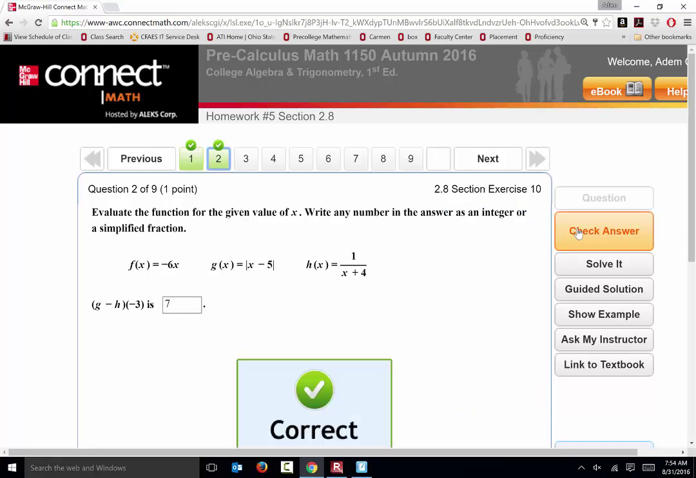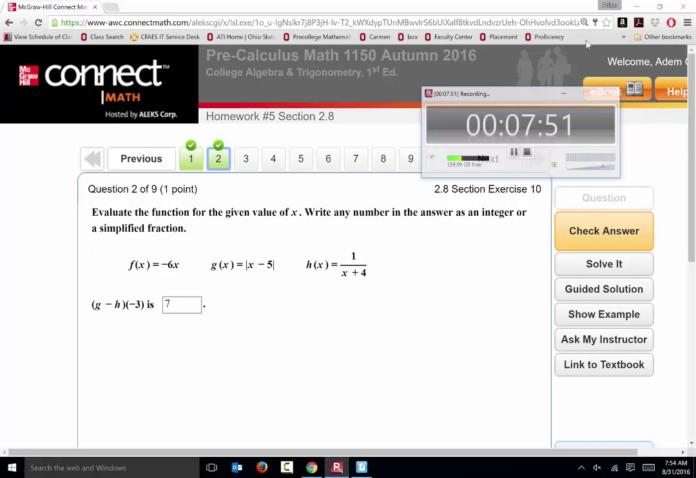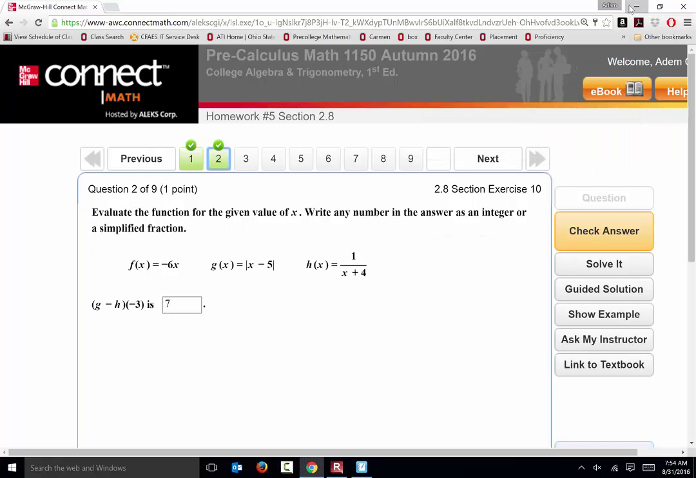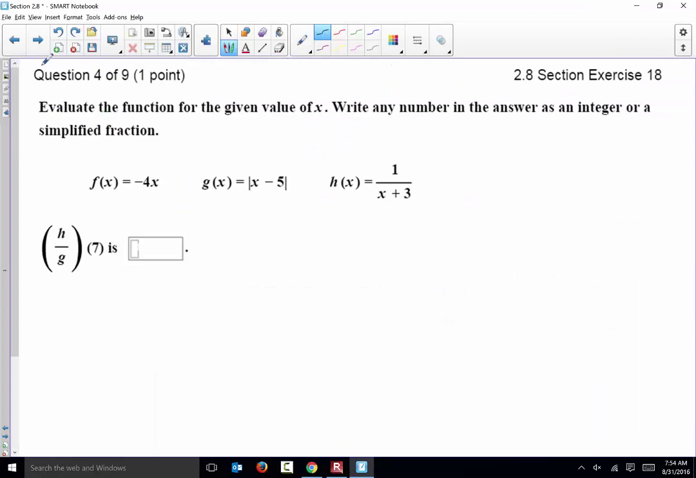Alright, it has only one part. Great. Let's move on to the next question. I believe we're going to start multiplying next. No, it's division. Again, this symbol means divide h by g, create a fraction between them.